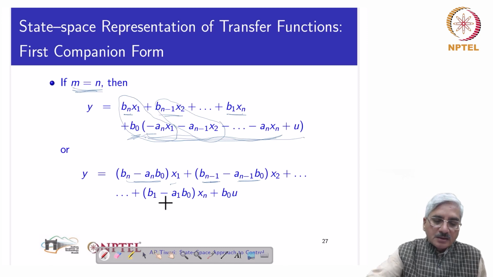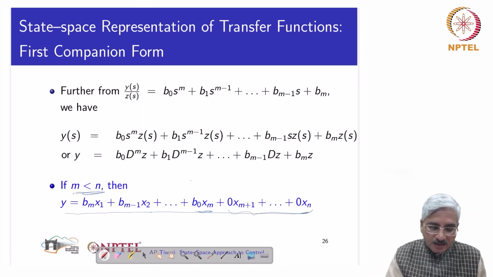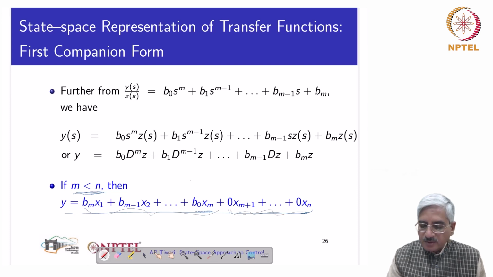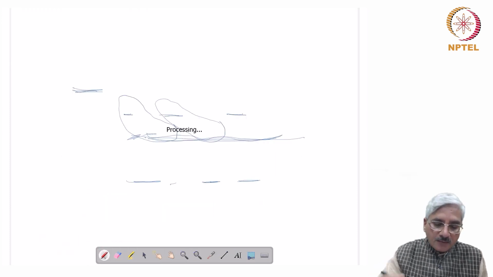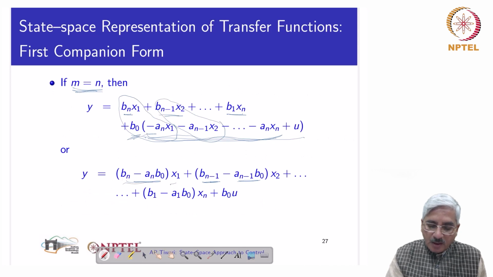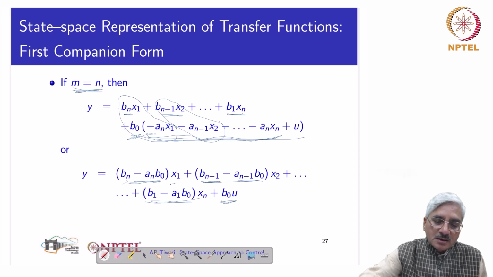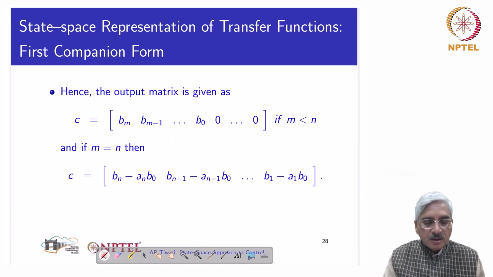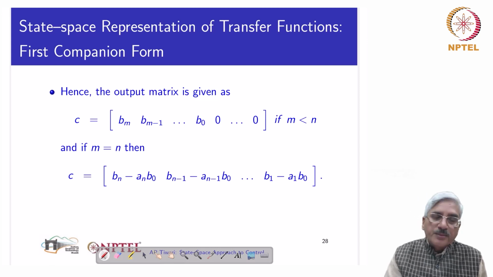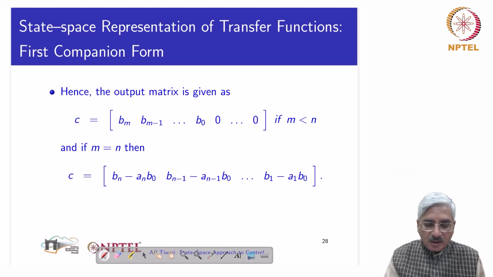So that is the difference. In case of m less than n, we have some terms non-zero, remaining terms 0. In case of m equal to n, we have all the terms, and they are like bi minus ai b0, and of course b0 u also appears. So this is the general case of that companion form, the first companion form representation.